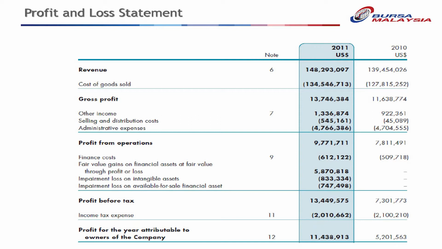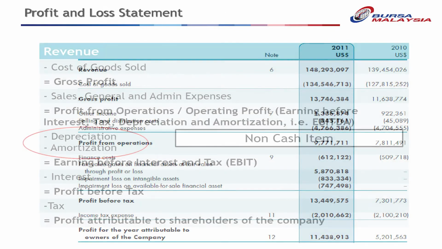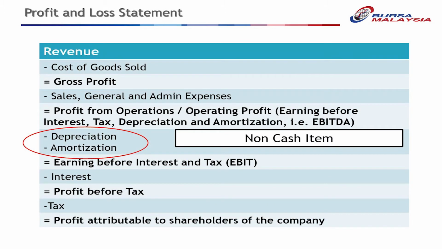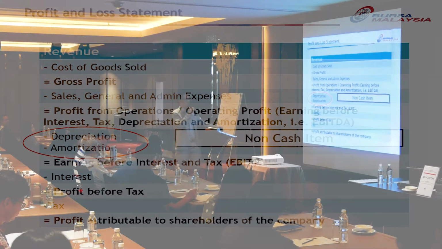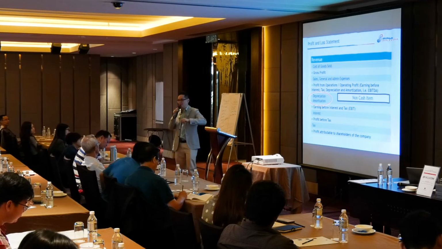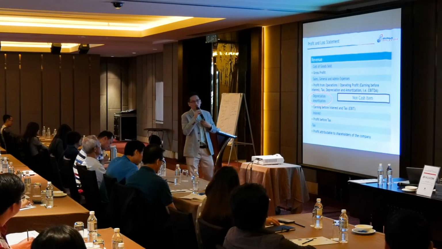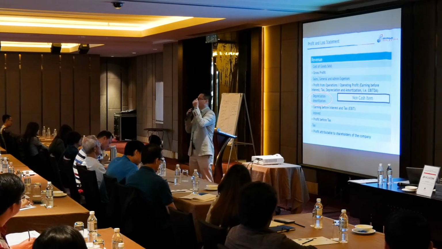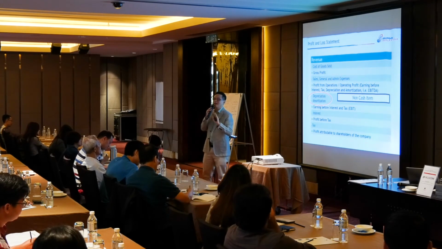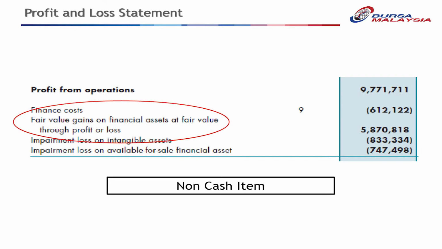Of course, it doesn't show everything. Depreciation and amortization are what we call non-cash items. That means it's an expense, but is there any physical cash being paid out? As an investor, what concerns us most is cash, money. The rest is all fake, because there are actually a lot of non-cash items. Another non-cash item is fair value gain. So these are what we call non-cash items.